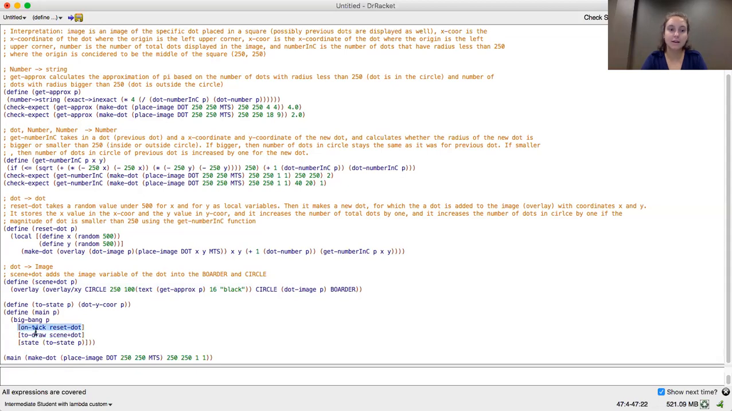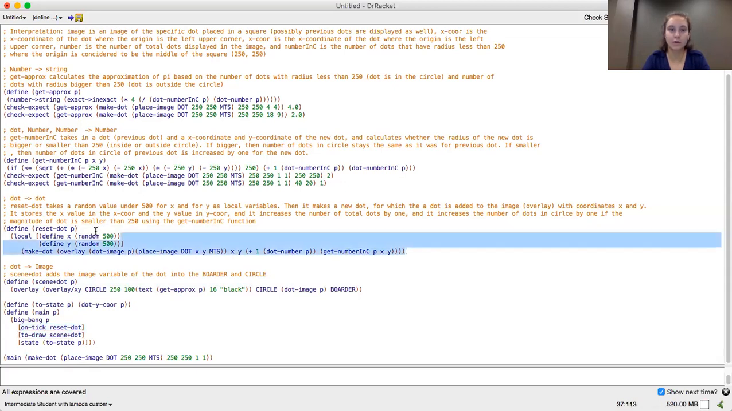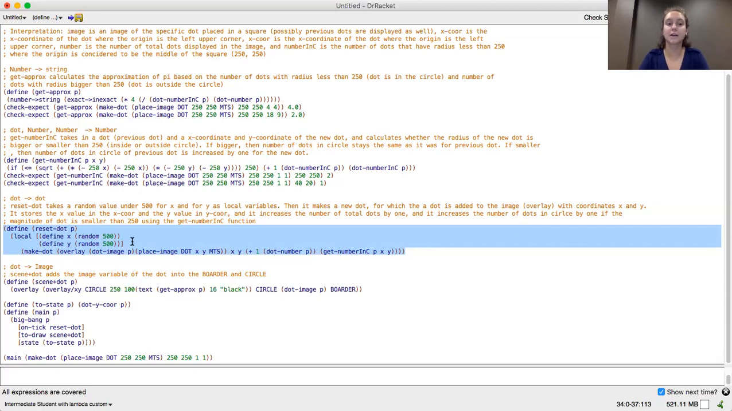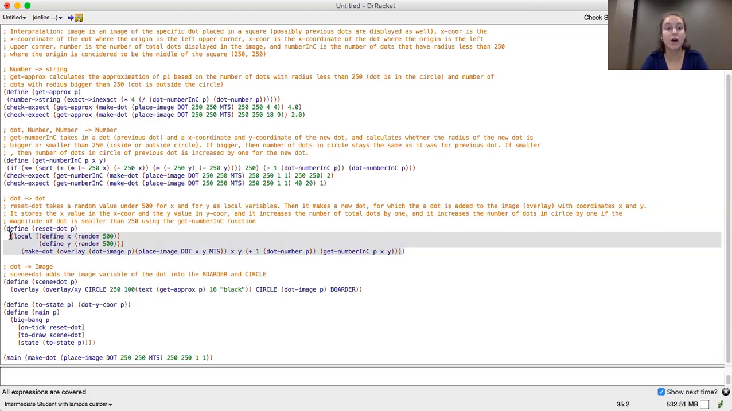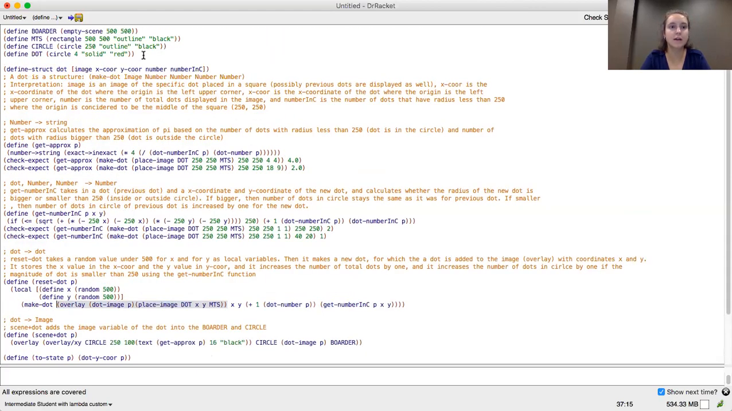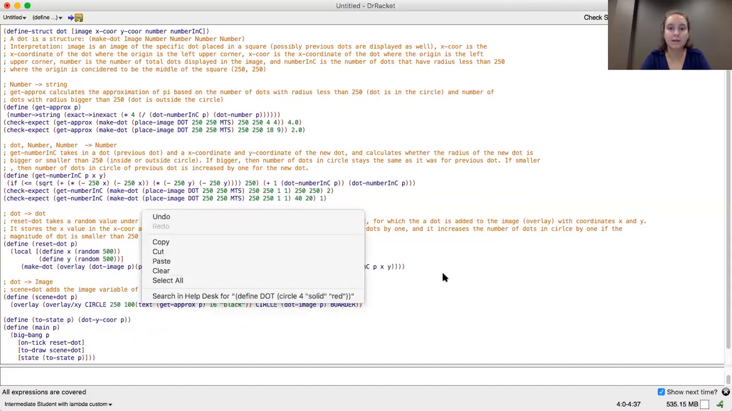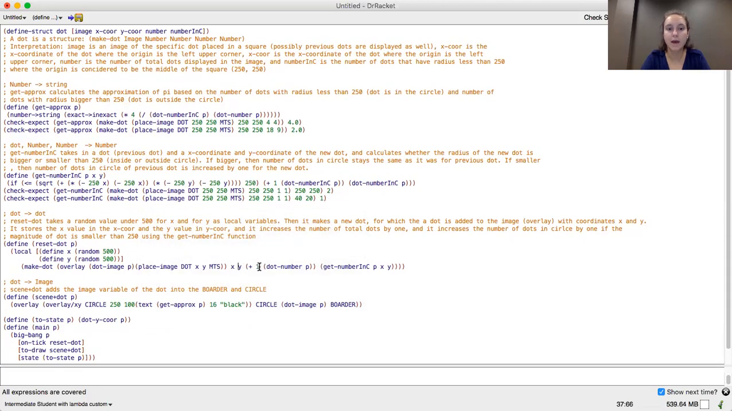So on every tick, it is gonna reset dot. So I actually looked at the wrong one. So this is our reset dot function. It has defined 2 local variables, which are basically a random value for x, a random value for y. So it creates a position, and it generates a dot structure that overlays the dot in the image. So that's this dot, the circle solid red. And it records its x coordinate, its y coordinate, and it increases the total number of dots by 1.